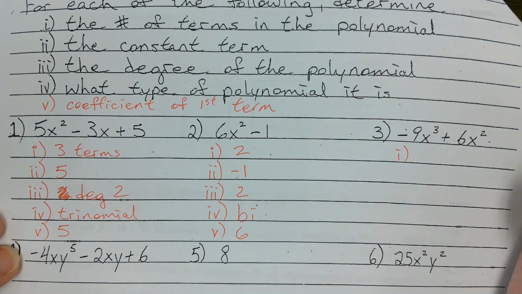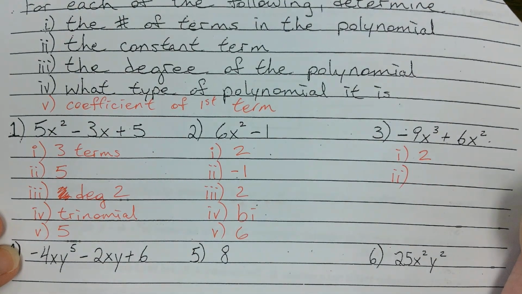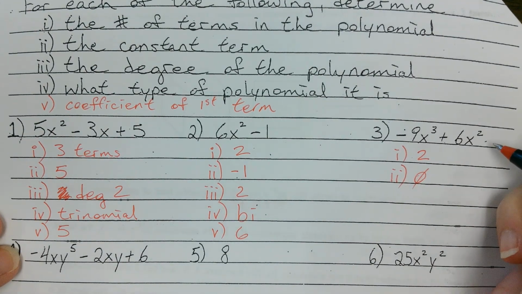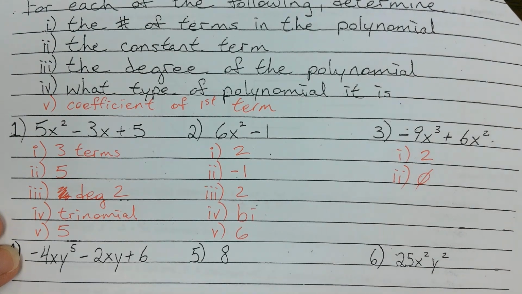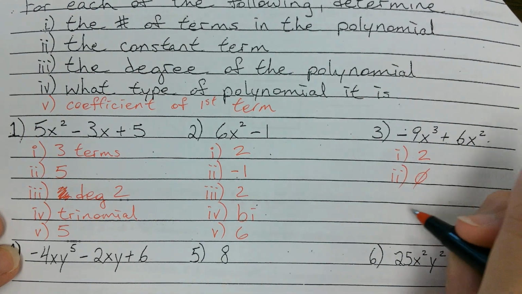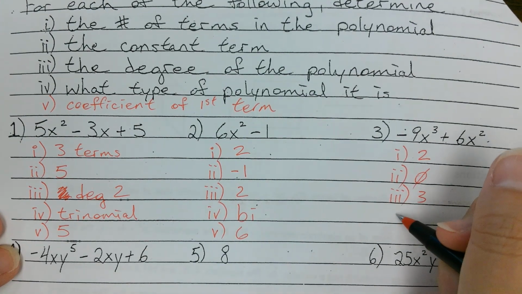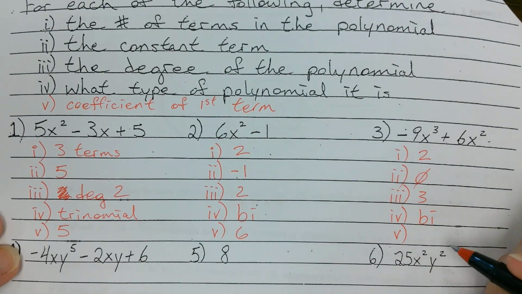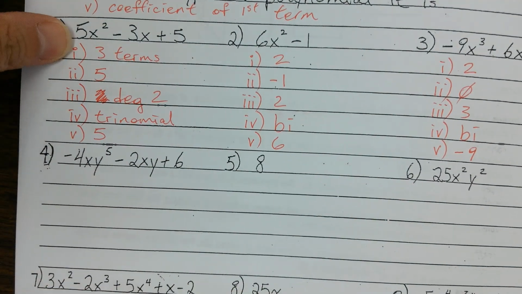Okay, this one, number of terms. Constant. 0. Yeah, that's right. 0. You can write 0 or none. I'm not so picky because technically you can write a +0 in the back. Degree. 3. What do you call this? Binomial. Good. And what is the coefficient in my first term? -9. Good job.